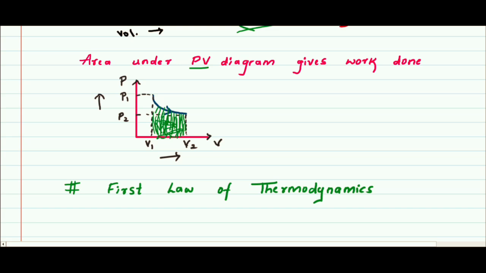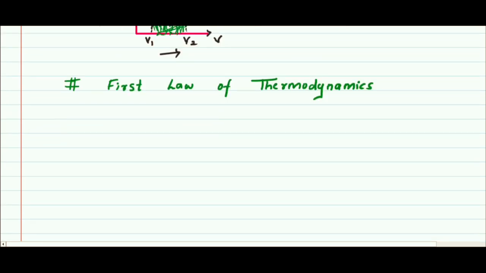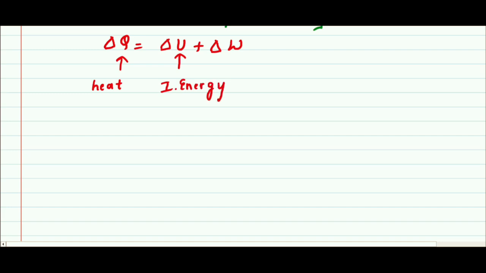Okay, so next one we will discuss is the first law of thermodynamics. So this is the last concept of today's class. What the first law of thermodynamics says is delta Q is equal to delta U plus delta W. So what is delta Q here? The heat supplied. What is delta U here? Internal energy. What is W here? That is the work done during the process.